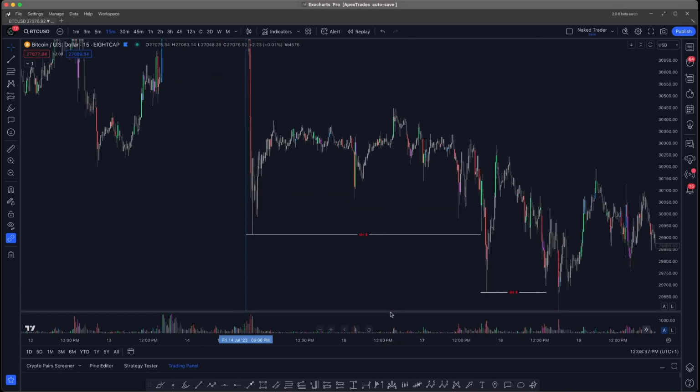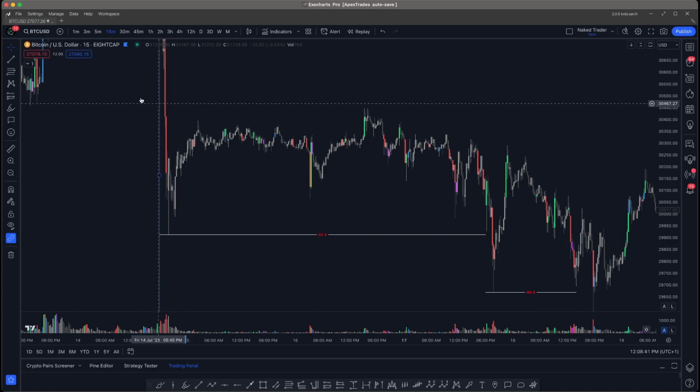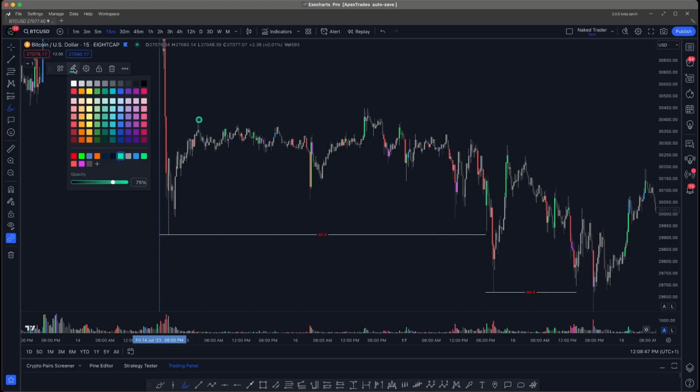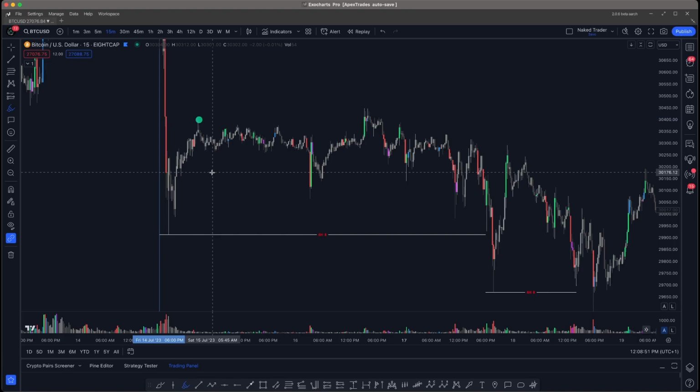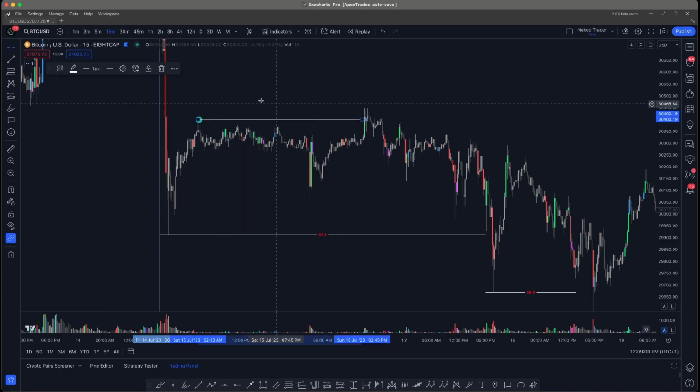So price comes down, we make a high, so we just mark that with a green dot, which would be that. And then, what are we waiting for now? At this moment in time, that's the low, and that's the high. This is a 15 minute though, so we want to do that as a dotted line.